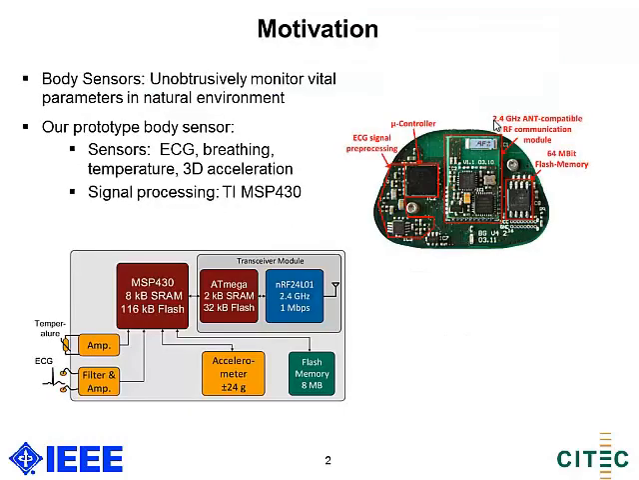The motivation in our group is that we are working with body sensors. A body sensor is a small compact sensor module which you can attach to the body to record vital parameters. Currently our body sensor includes a sensor for ECG, breathing, temperature, and body acceleration. And all the signal processing is done on a Texas Instruments microcontroller, MSP430.